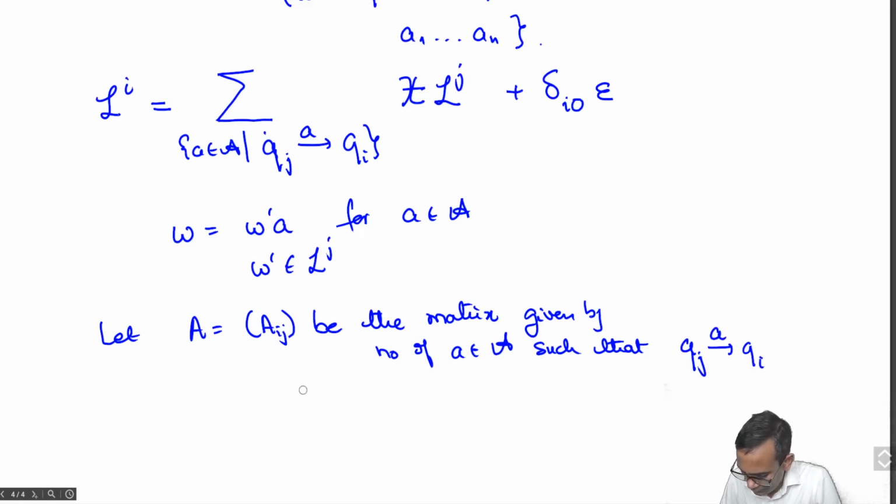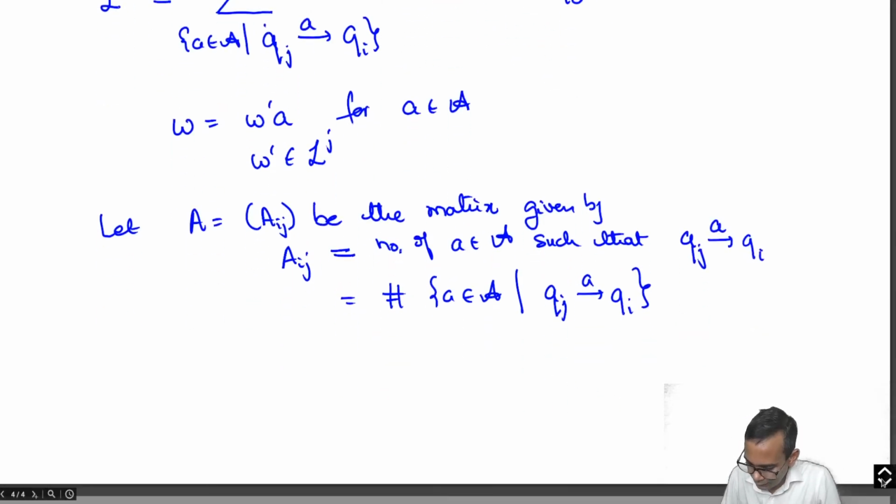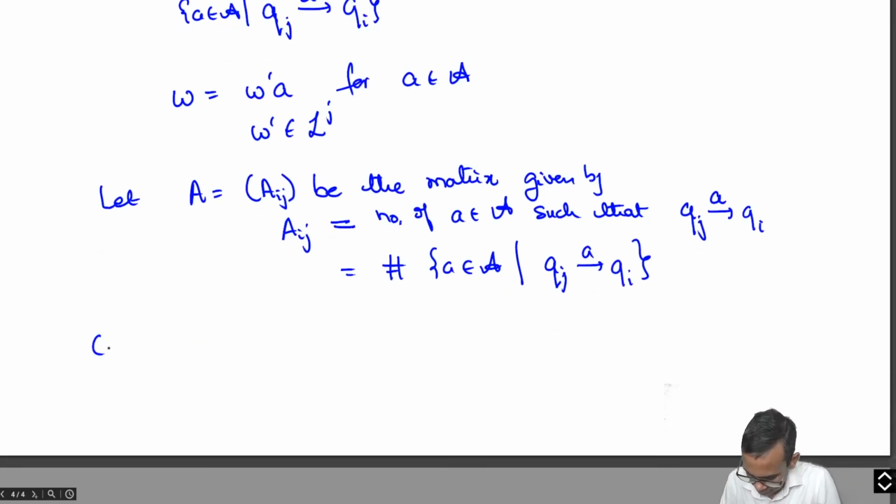This number could be 0 or it could be non-zero. So it's just the number of A in A such that there is an edge from Qj to Qi labeled A. Then we can write this equation here, star, in vector form.